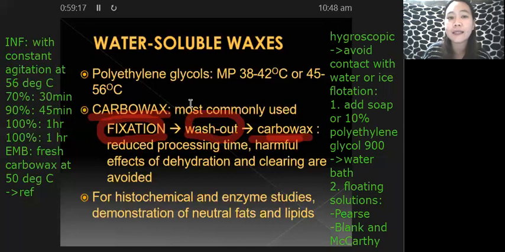Okay, so that ends this video on our discussion regarding paraffin wax, as well as the different substitutes of paraffin. I will be preparing another video to discuss the other media that we use in the laboratory.